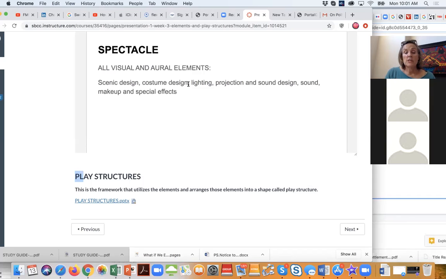And when we talk about sound more specifically, there is the amplified sound or sound reinforcement for the actor's voice as well. There's also sound effects, makeup effects, special effects. So all of these things are spectacle, which add to the underlying theme and the overall action.